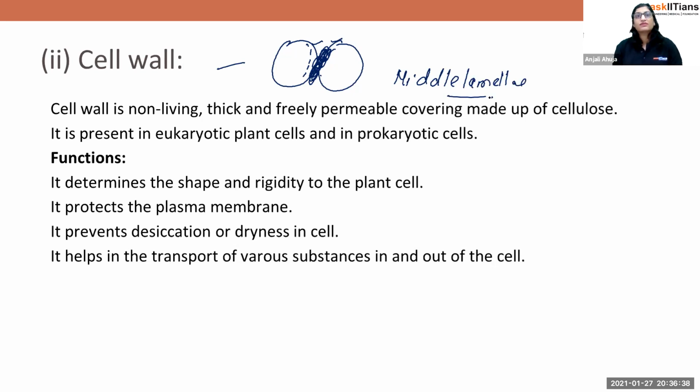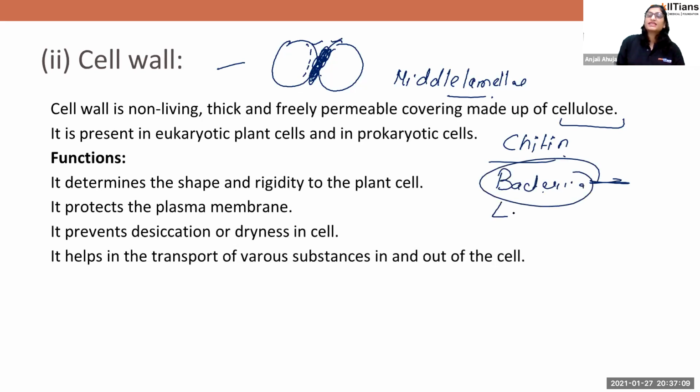Now talking about the cell wall, it keeps the cell very hard, non-living, and thick, and molecules move freely throughout the cell wall, and this is made up of cellulose. Now talking about cellulose, guys, in the plant cell, the wall is made up of cellulose. Talking about fungi, they're made up of different things, like chitin. Talking about the bacteria.